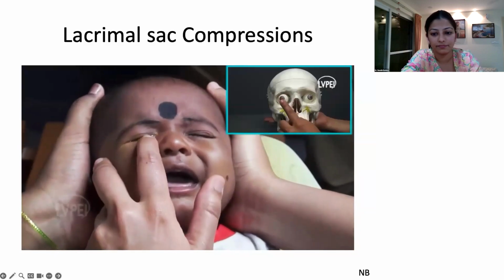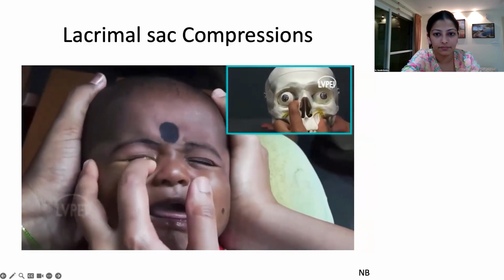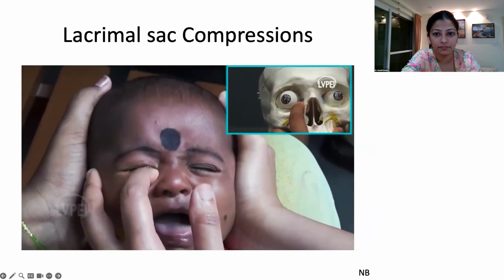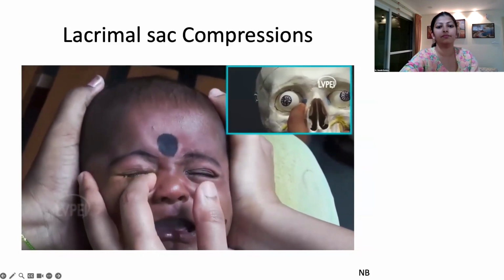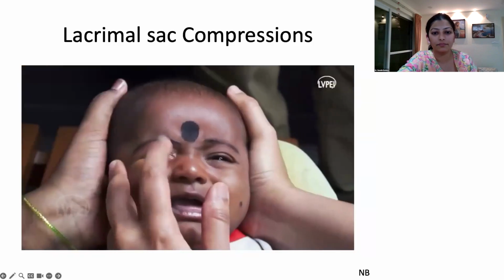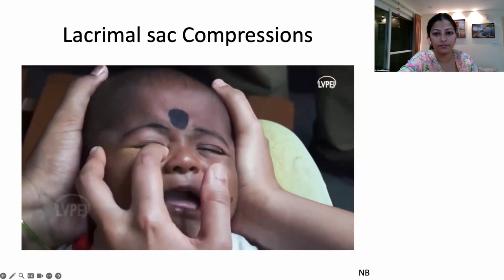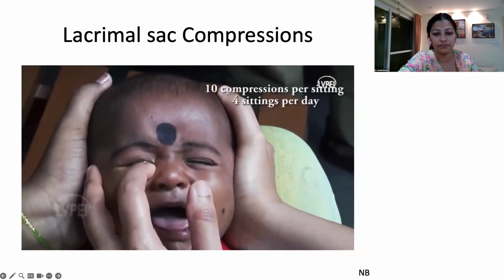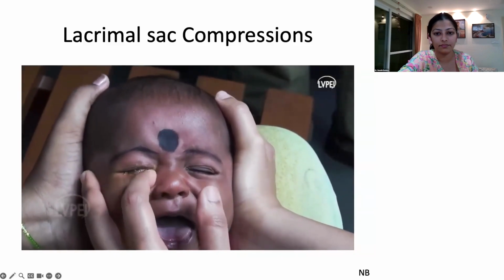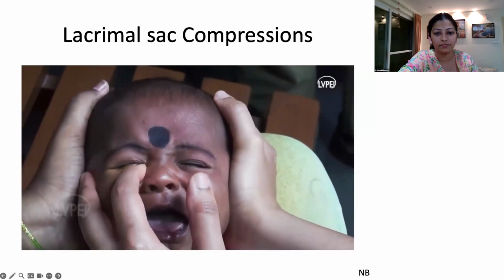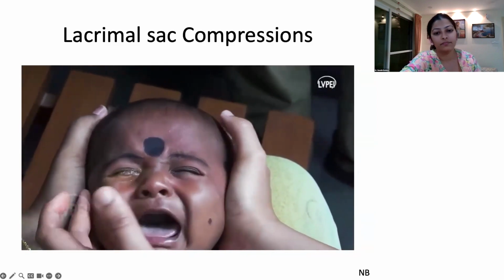Feel for the edge of the bone next to the nose and below the eye. Using firm pressure, gently press towards the nose, directing the force slightly inwards. Continue these compressions 10 times per sitting. At least 4 such sittings per day have to be performed. A crying child should not be a cause for concern and should not be a reason to discontinue compressions.